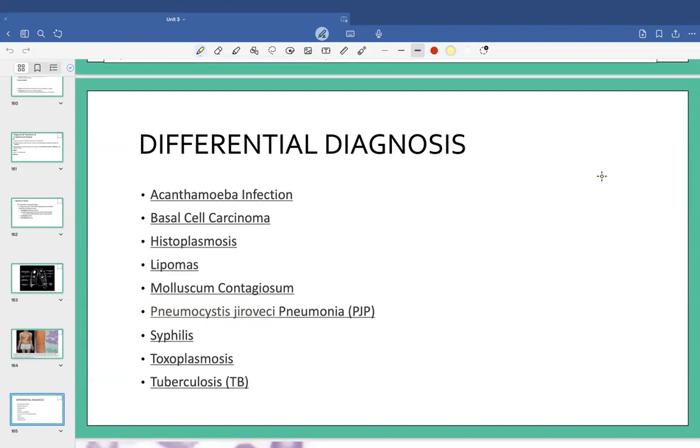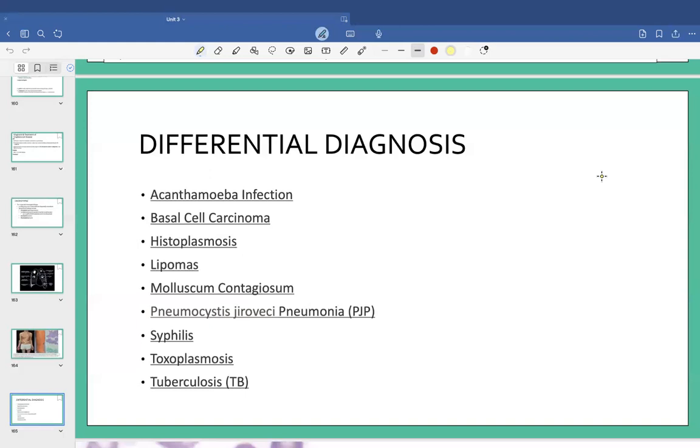How do we test it? CSF. And what does it show? An encapsulated budding yeast on CSF. It might be done with the India ink technique. So these are things you're going to see on your test, possibly. And we treat those severe invasive infections with a drug that starts with an A, followed by maintenance for HIV patients.